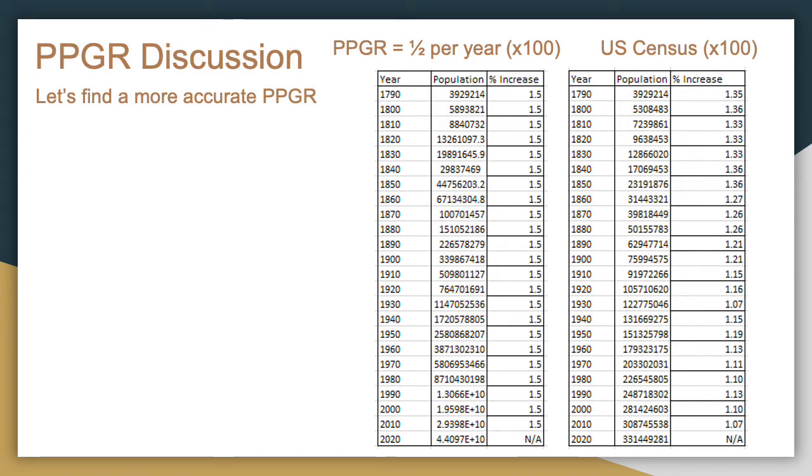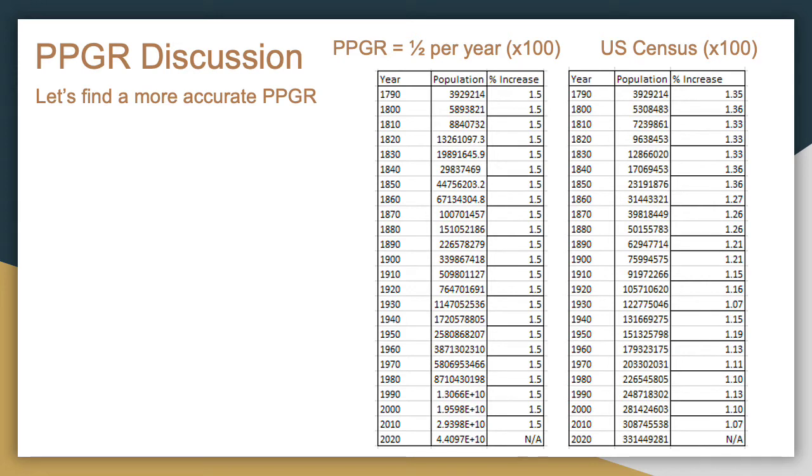In order to find a Ppgr, we're going to go to the data on Excel. The Ppgr of 1/2, shown on the left table, has a percent increase of 150%. The table on the right shows the US Census and the percent increase from each year to the next. We can definitely use this information to help find a more suitable constant Ppgr. I found the average of the percent increase to be around 122%. Therefore, my estimate Ppgr is 1/5.